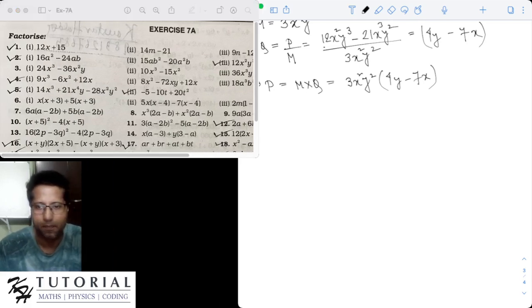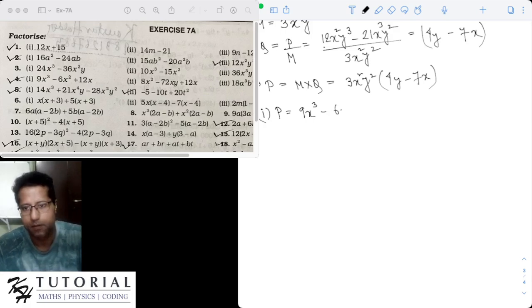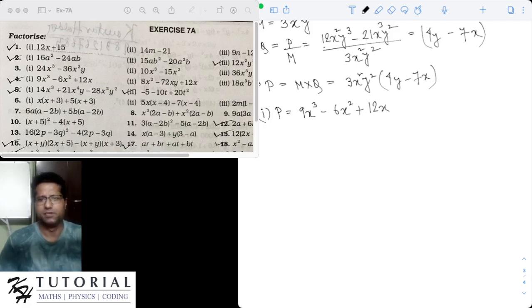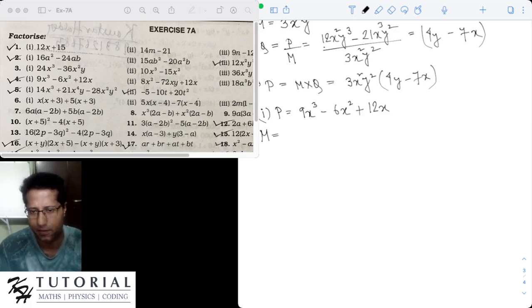let's do part 1. So the given polynomial is 9x cube minus 6x square plus 12x. Now this is also pretty straightforward because you can see that all the terms of this polynomial will have a common factor. So we can clearly find the m, that is a common factor, which will be a monomial.